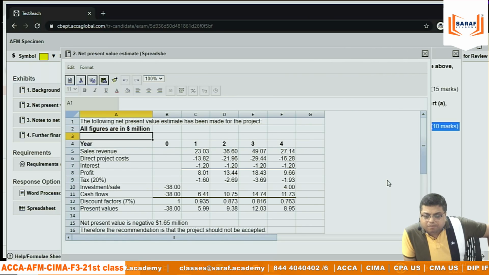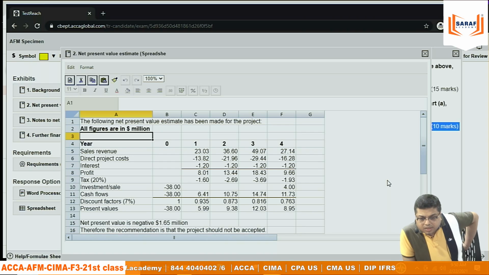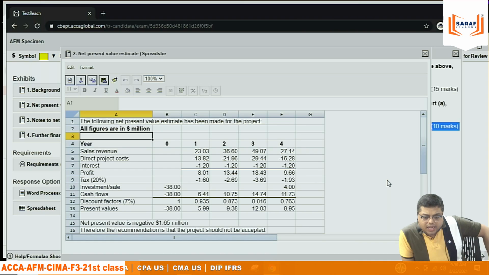The following net present value estimate has been made for the project. Sales revenue, direct project cost, interest. But interest we don't deduct, because when we find out present value, the cost of capital already includes interest. So in calculating cash flows, interest would not be deducted.